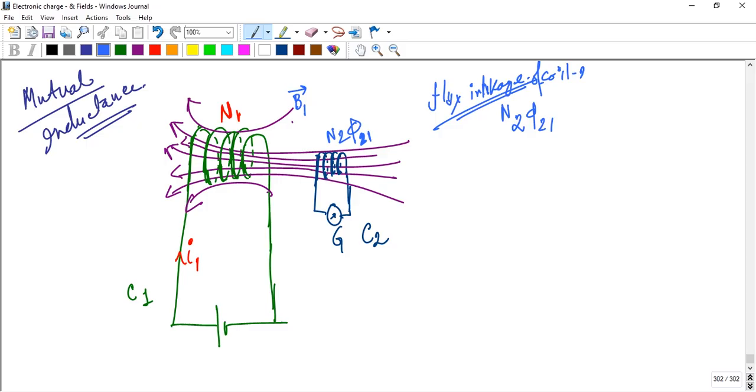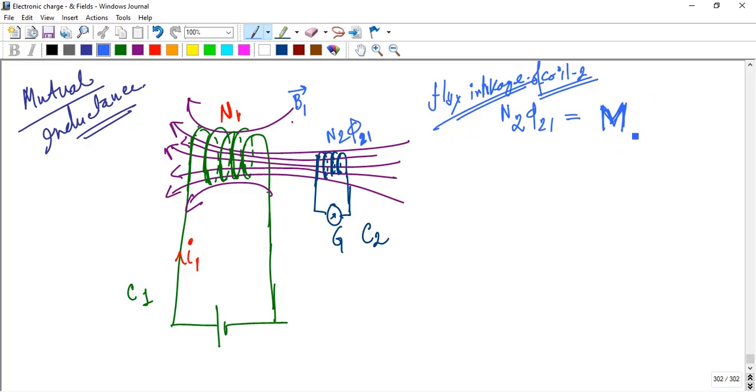The flux linkage of coil 2 with respect to coil 1 is equal to some constant, the mutual inductance, same as self inductance; the concept is the same. Mutual means the current in one coil produces a magnetic field that also acts on the other coil, so they are mutually dependent on each other. Self means independent.